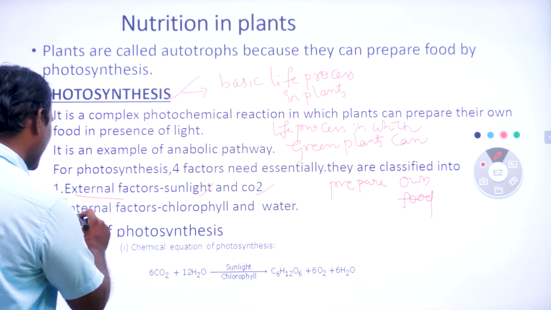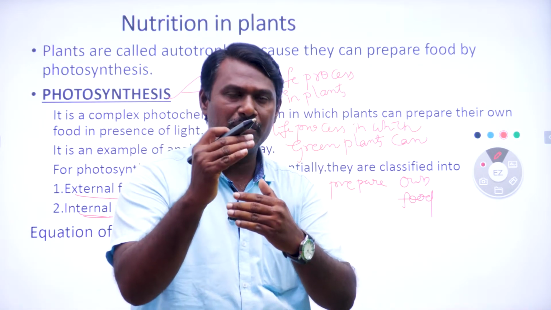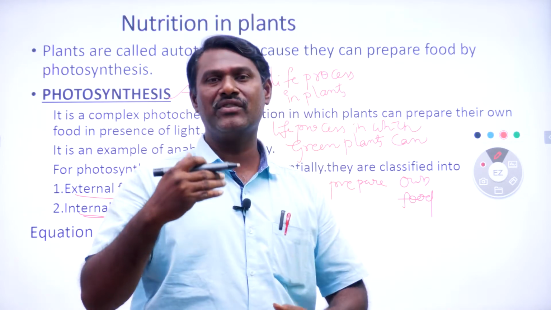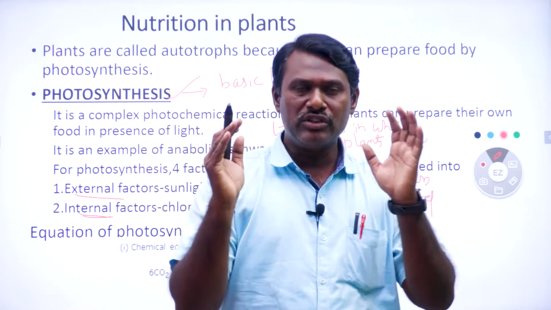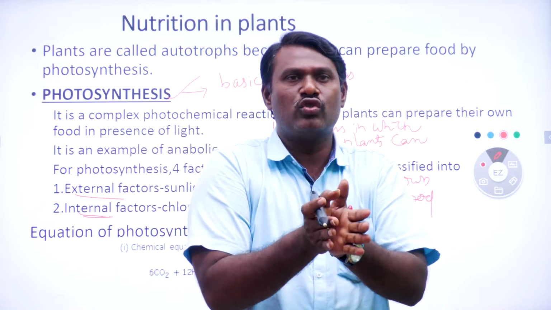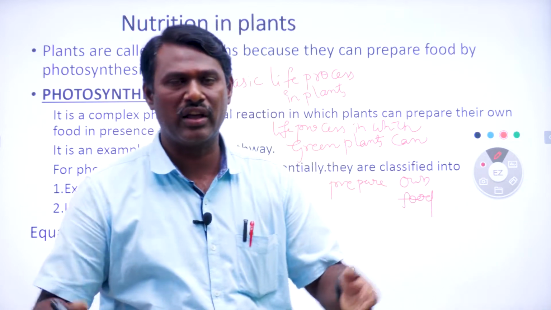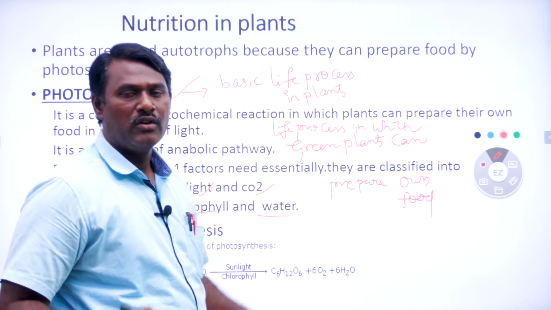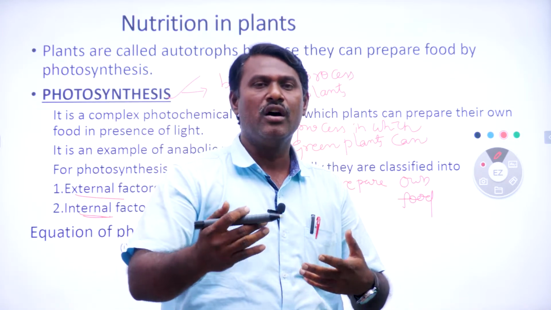Next are internal factors. Internal factors can be defined as the factors which are already associated or connected with the plant or plant parts. These internal factors include chlorophyll and water. Now we can see how these 4 factors are utilized by the plants for photosynthesis.